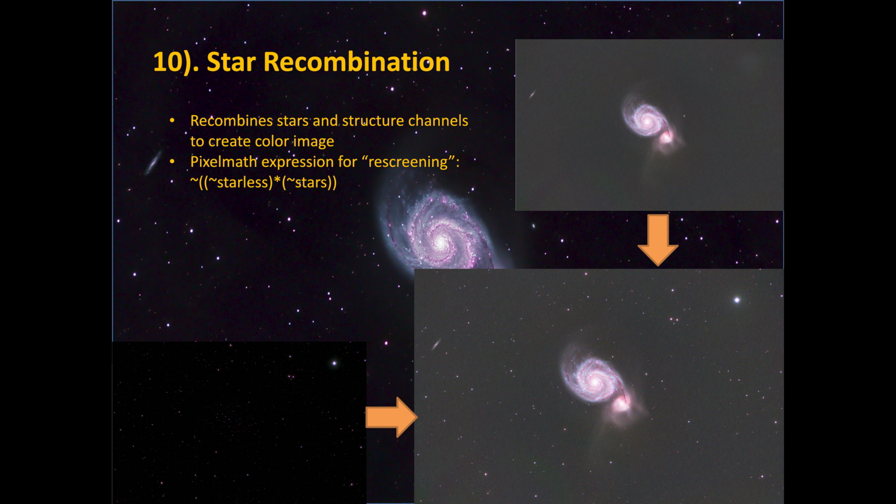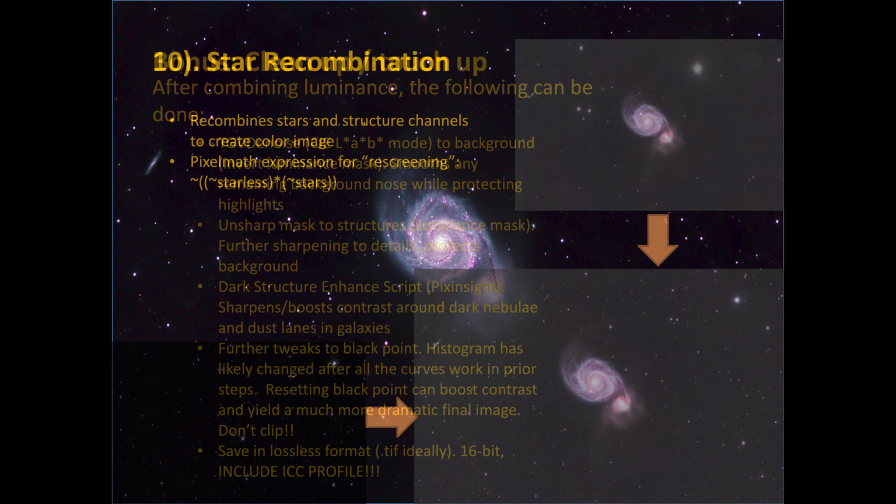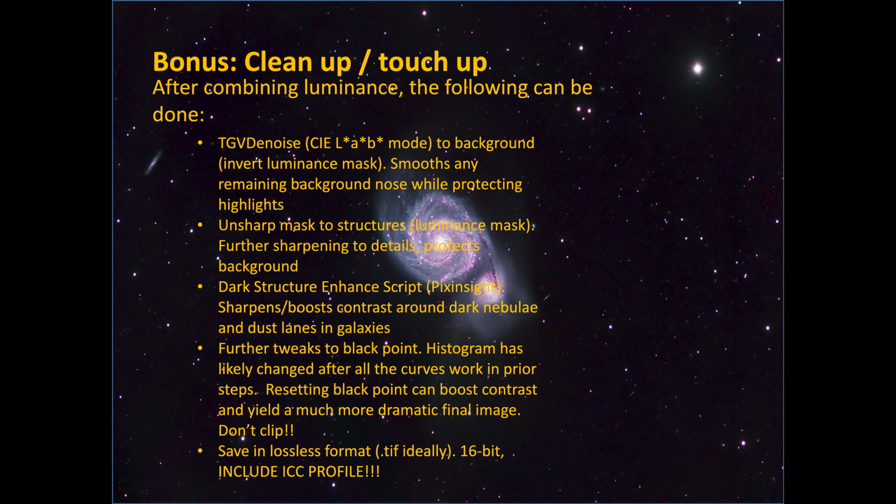So at that point, you've got a pretty good looking image. These are some of the things that I do when I get to that point. After you combine the luminance, if you're shooting mono, I apply TGV denoise to smooth the background. I put an inverted luminance mask on, and then I run TGV denoise in CIE Lab mode. What this will do is protect all the highlights in your image and target just the background, and it'll smooth any noise that your color work or anything like that may have induced.